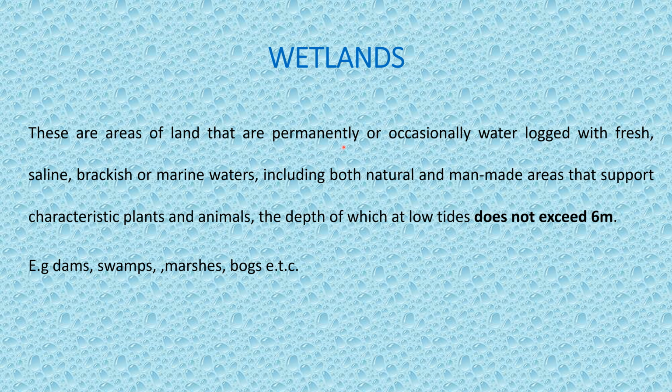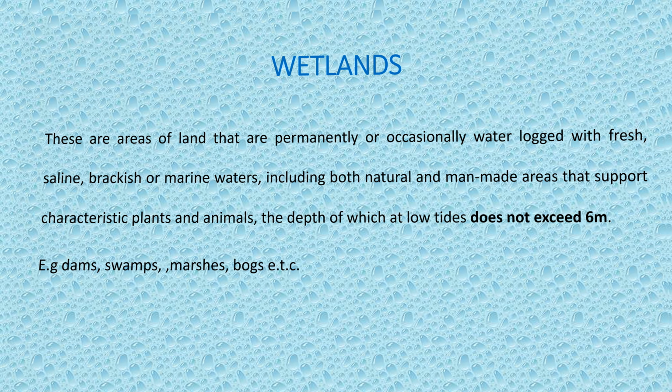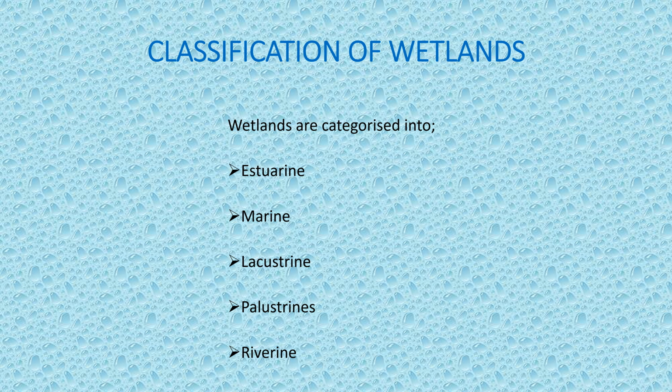Wetlands are areas of land that are permanently or occasionally waterlogged with fresh, saline, brackish or marine waters, including both natural and man-made areas that support characteristic plants and animals, the depth of which at low tides does not exceed 6 meters, for example, the dams, swamps, marshes, bogs, etc. Wetlands are categorized into 5 major groups, that is, estuarine, marine, lacustrine, palustrine, and riverine.